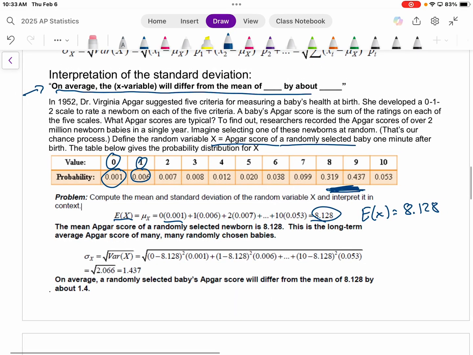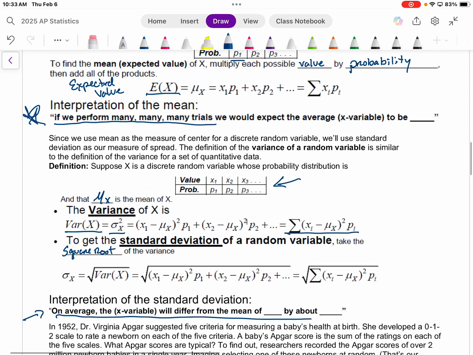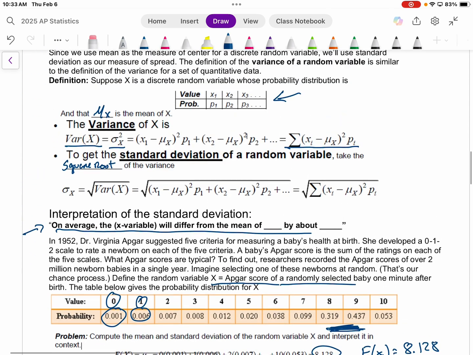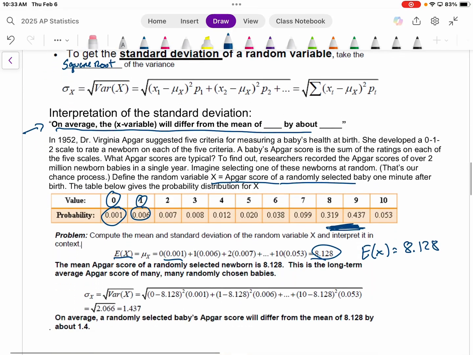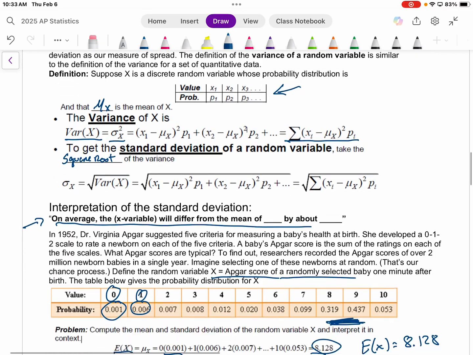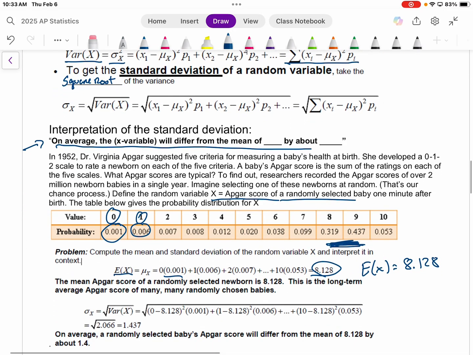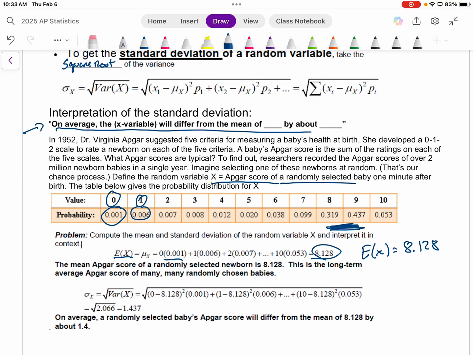Again, here's the interpretation. The Apgar score of a randomly selected newborn is 8.128. This is the long-term average Apgar score of many, many, many randomly chosen babies. Now, you could start the interpretation, remember, it talked about in our interpretation, if we randomly select many, many babies, we would expect the average Apgar score to be about 8.128. So there's a couple different ways you can rephrase it. You just want to make sure you specify that you're doing many, many randomly chosen babies, or whatever your variable is.